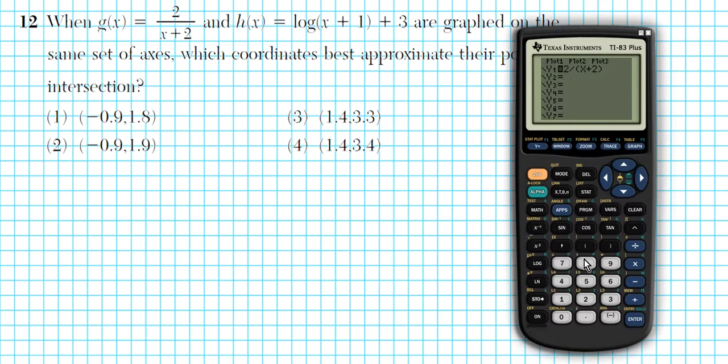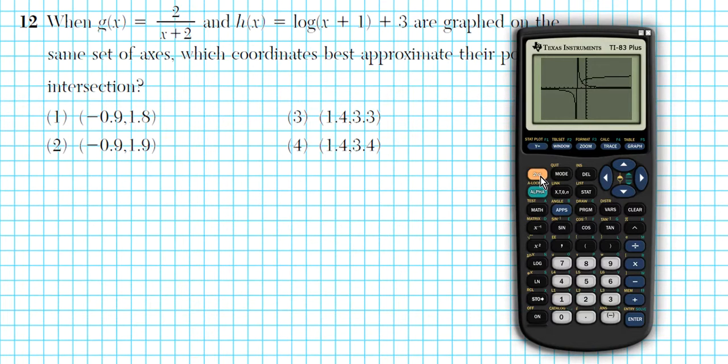Okay, and then the second function is log. We have log right here of x plus 1 plus 3. Enter. Alright, so we're going to graph the 2 functions. So what we're looking for is the point of intersection between these 2 functions right here. Okay, this is a logarithmic function that has been shifted, and this is a rational function that has been shifted too. The point of intersection is somewhere right there.